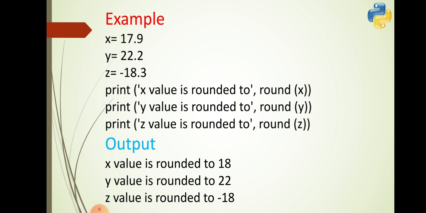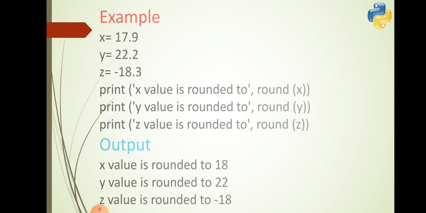17.9 will be rounded. The next nearest integer is 18, so 18 will appear. Next, 22.2: the nearest integer is 22, so 22 will appear. Minus 18.3, what will happen? Minus 18 will appear.